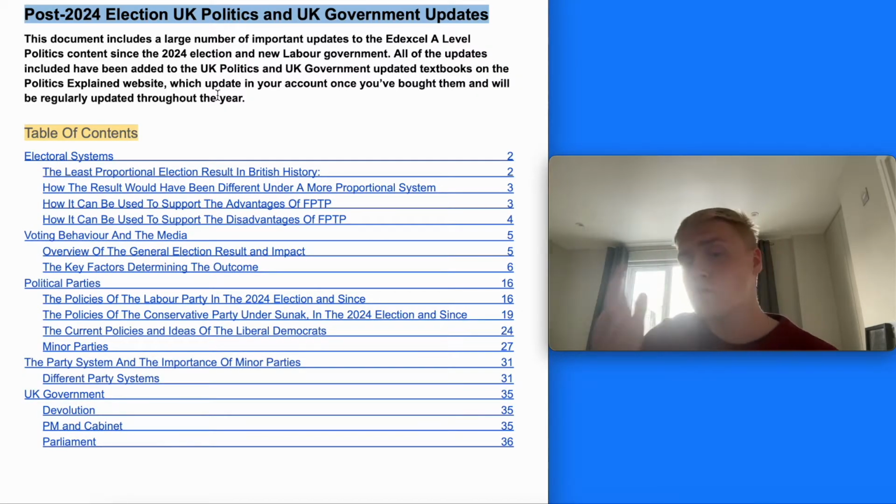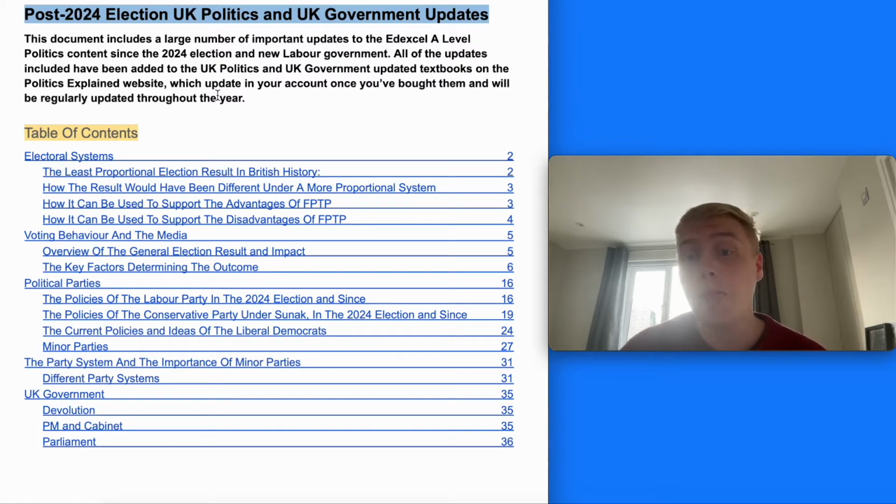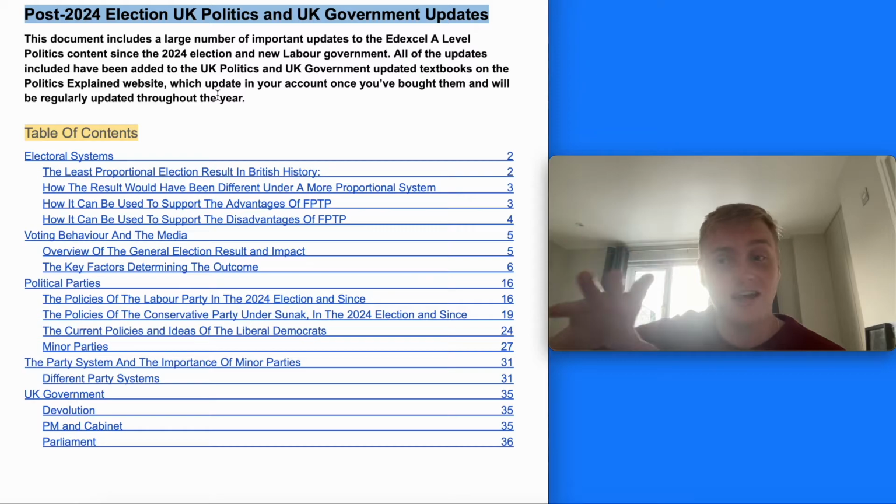And then finally, there are also a few UK government updates to go through. So we're going to look at devolution, in particular what Labour's proposed reforms are as a new government to devolution in England. And then have a look at the PM and the Cabinet, a number of the key appointments to Keir Starmer's first Cabinet and why he chose them. And finally, some small updates to Parliament as well. So that's everything we're going to go through.